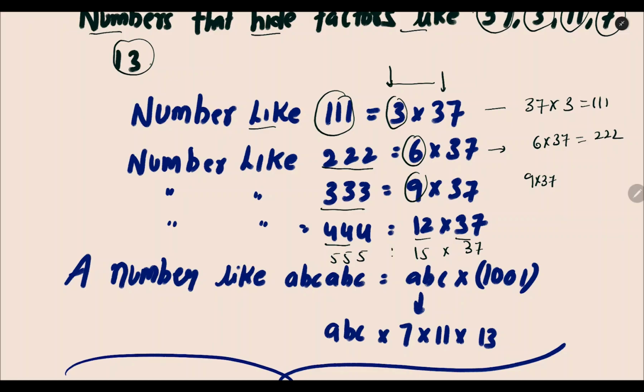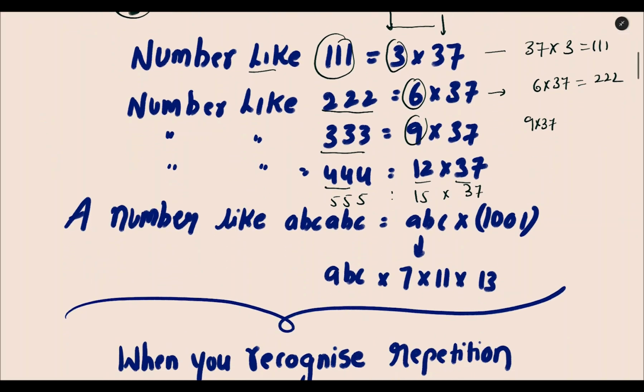Whenever the digit repeats itself 3 times, that number is going to be divisible by 37 at any cost. This is the major rule you have to keep in your mind. In the same way, when a number is like ABC and ABC, like 123 and 123, where the first 3-digit number repeats again, then that number is divisible by 1001. This is the important area to focus on. 1001 can be written as 7 into 11 into 13.